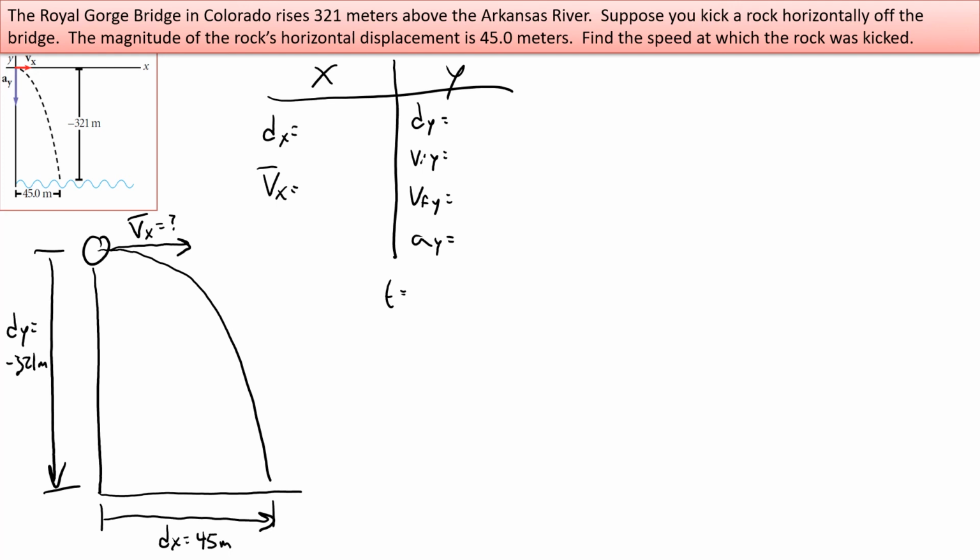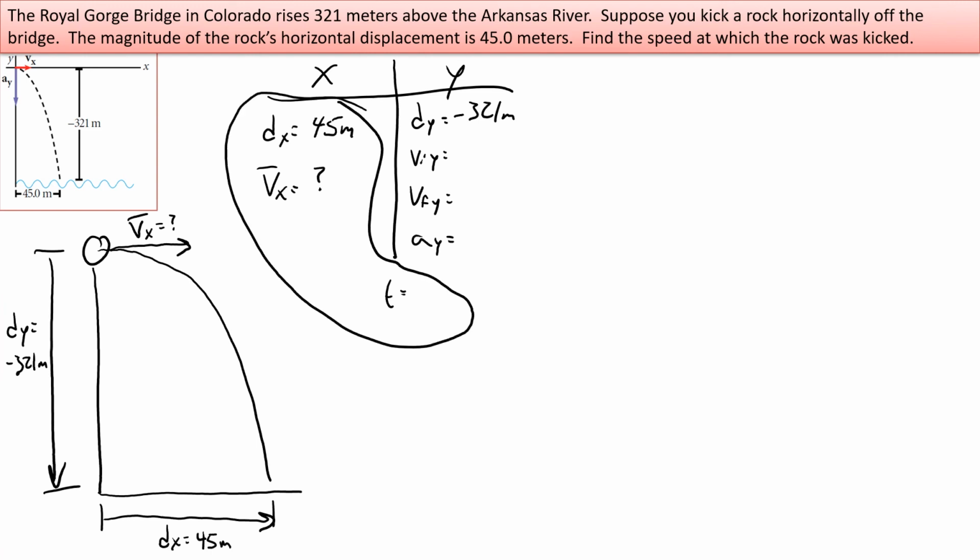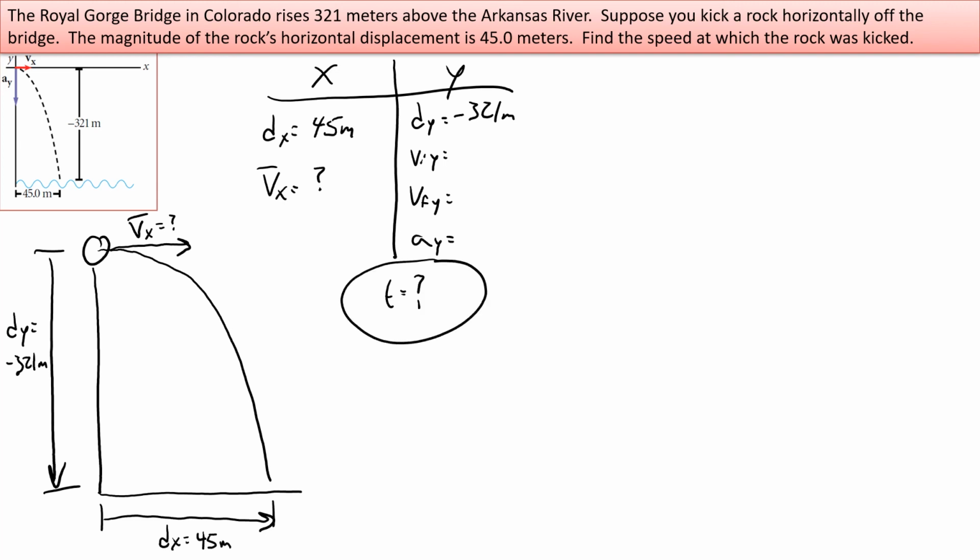So dy is negative 321 meters. This is 45 meters. They're looking for this. We don't know the time. So as soon as I see this, I'm like, okay, I'm looking for something on the x side of things. I really want to do v is equal to d over t, but I don't have the time. So the first thing I have to ask myself is, can I figure out the time? So what else do I know on the y side of things?